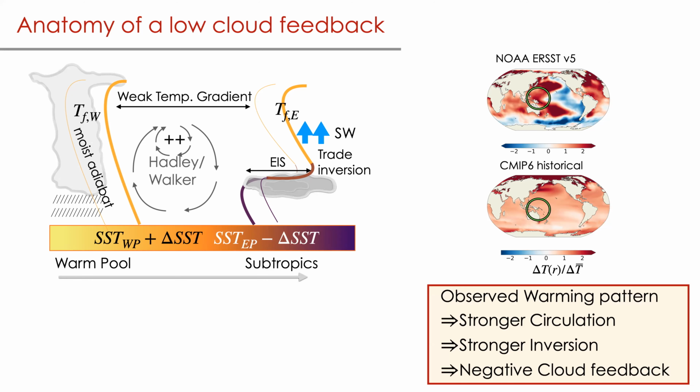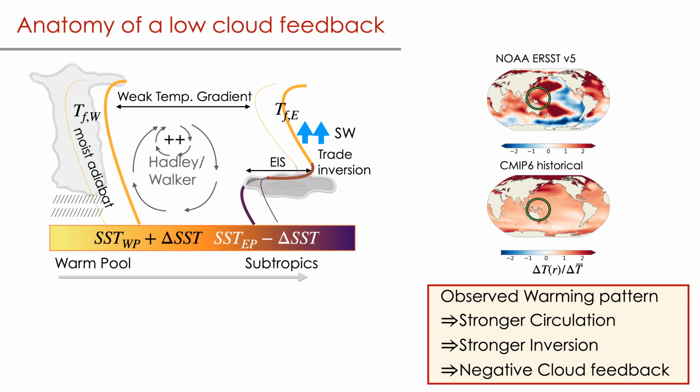So this is our schematic view for how this observed warming pattern, with more warming in the West Pacific and cooling in the East Pacific, should affect the cloud feedback. So we expect a stronger tropical circulation, a stronger inversion, and consequently a negative cloud feedback, much more so than in the observations, where neither is the warm pool warming as much, nor are the East Pacific subtropics cooling at all.